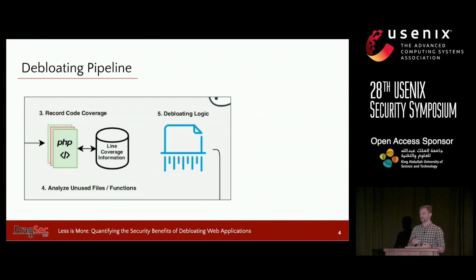At the same time that we're running these tests, on the server side, we're running a code profiler that's recording the code coverage information. So now we know which parts of the application are used. And knowing that, we can also deduce which parts are not going to be used. So we propose our debloating schemes to remove those parts.